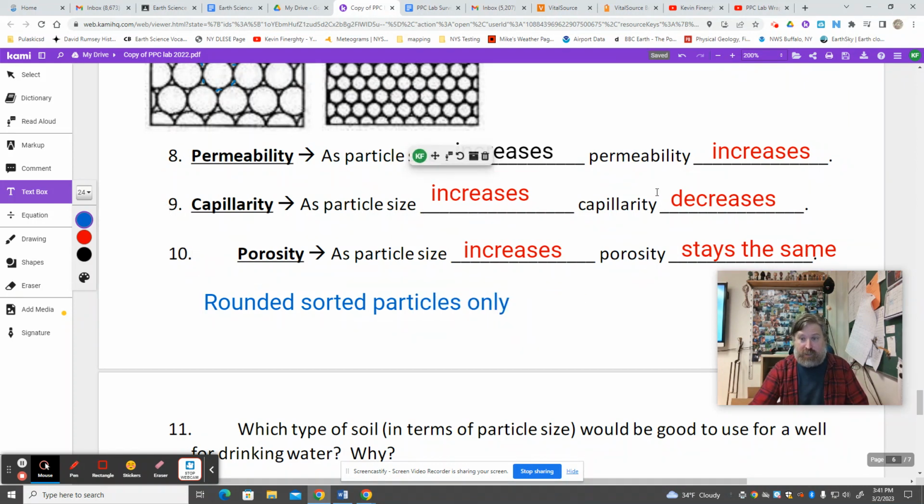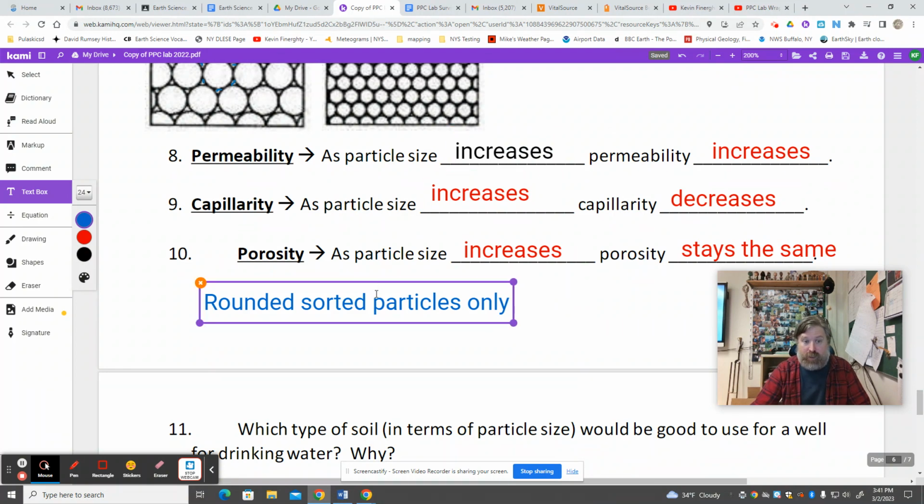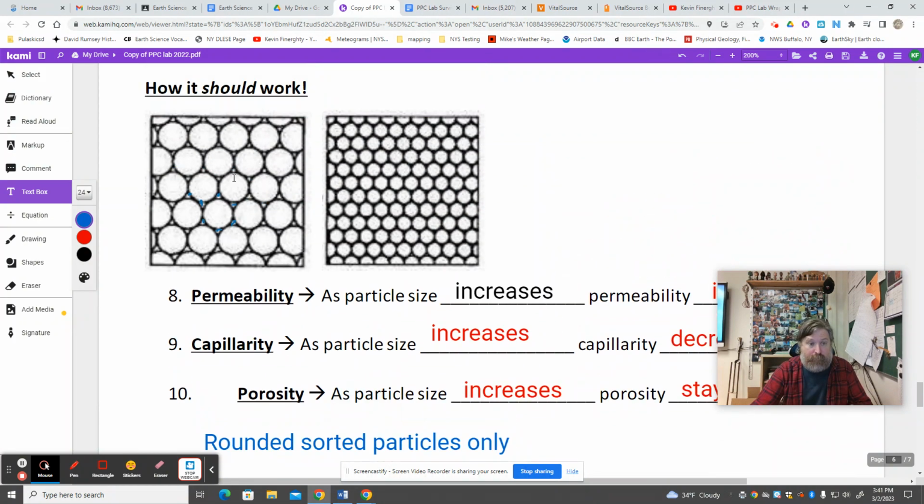Porosity would stay the same, the capillarity will go down, and the permeability will go up. It's weird, right? But think about it this way, too. This one has bigger spaces, but there's less of them. This one has smaller spaces, but there's more of them. So it adds up to roughly the same amount.